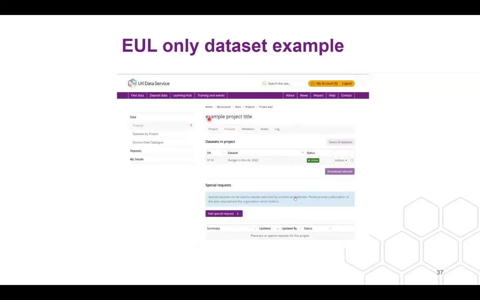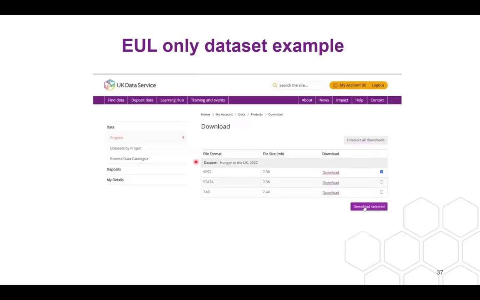We have created our project, so I have named it example project title, and I assigned the data set into my project. So, as we expected, the status of the dataset is green and active. That means that I have met all the conditions. It was only one: to be a registered user who has accepted the agreement. What can I do to download? All I need to do is select actions, and we will see the formats. The majority of the datasets in our collection are available in the three standard formats: Stata, SPSS, and tab delimited. You select which ones you want, download selected, and your download will begin.